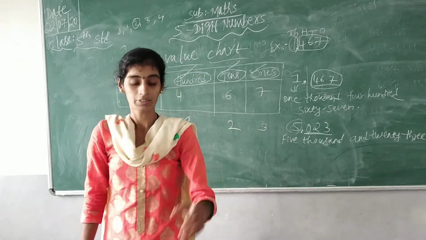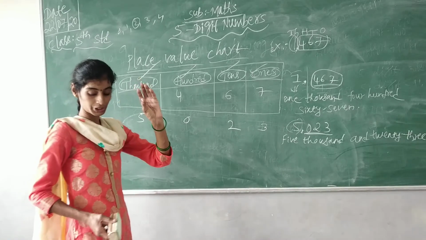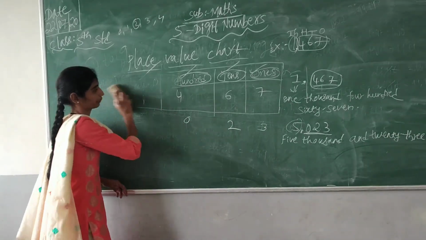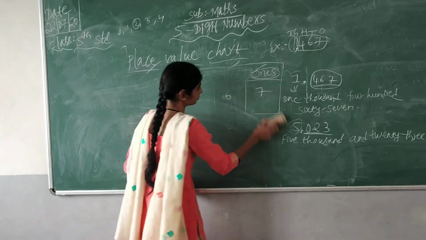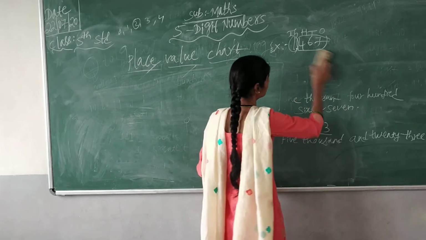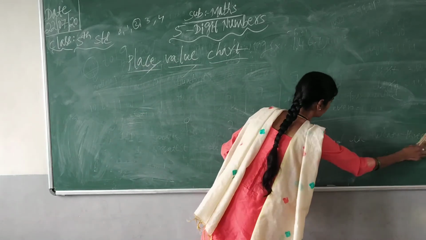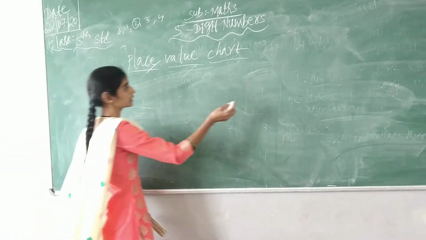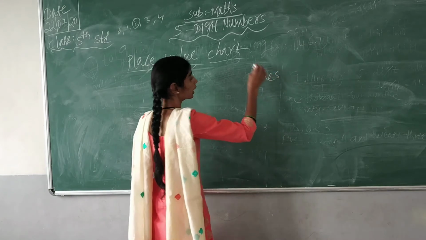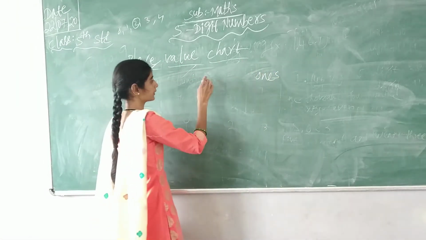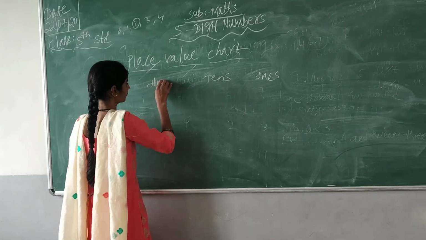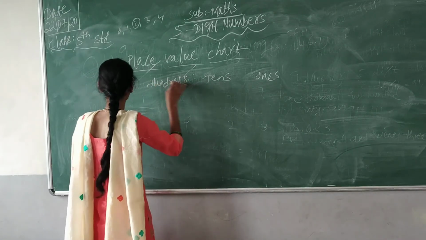Yes. Likewise, we will now discuss 5-digit numbers. How to write 5-digit numbers. So till now we have discussed 4-digit numbers. Now I will represent the place value chart for 5-digit numbers. Again, up to 4 places it will be the same: ones, tens, hundreds, thousands.